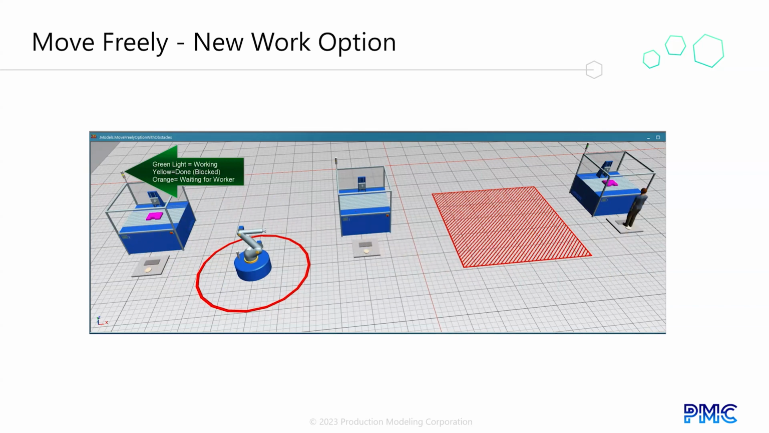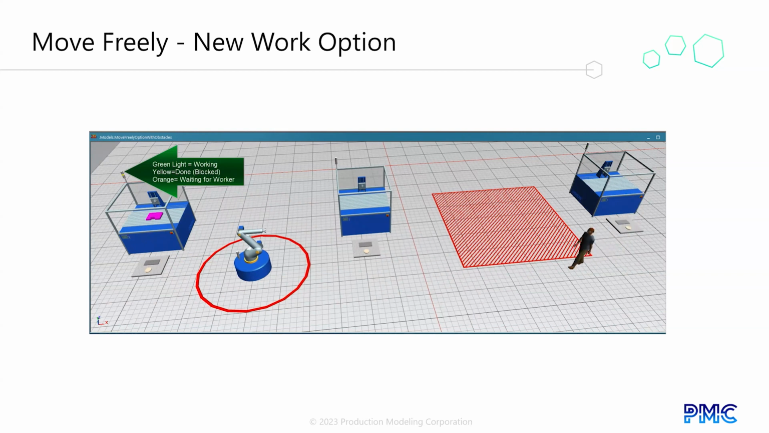Note that similar to many stations in modern factories, the single proc object that represents the stations have color-coded lights. Green means the station is working, yellow means work is done and that the part is waiting to be moved to the next station. Orange means the station is waiting for a worker. As you can see, the worker automatically takes the shortest path between stations and walks around the 2 obstacles.